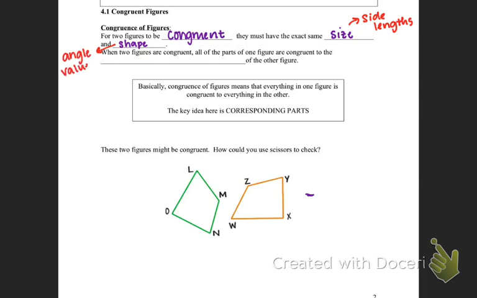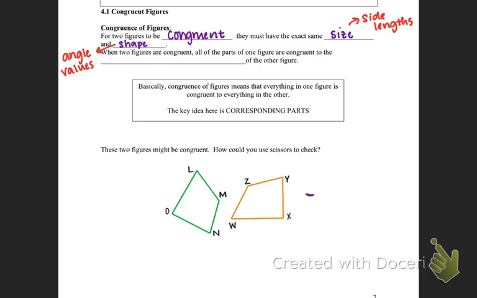Because you think about if you've got some triangles, a right triangle and an isosceles triangle, or a right triangle and an equilateral triangle are going to look different. Even though they're both triangles, their shape is going to be slightly different. So that's going to depend on their angle values. Now, when 2 figures are congruent, the key thing is trying to find the matching parts or the corresponding parts and making sure that those are congruent.